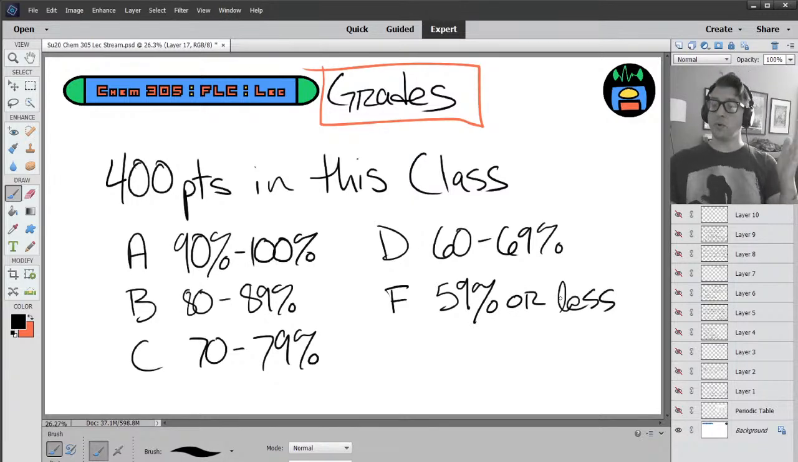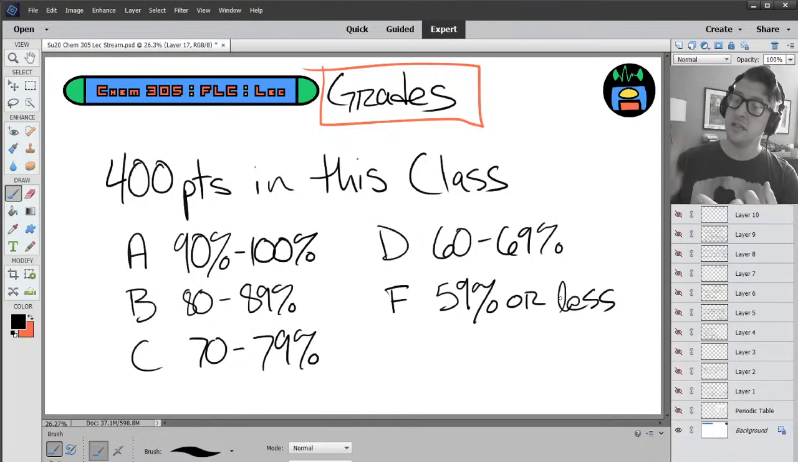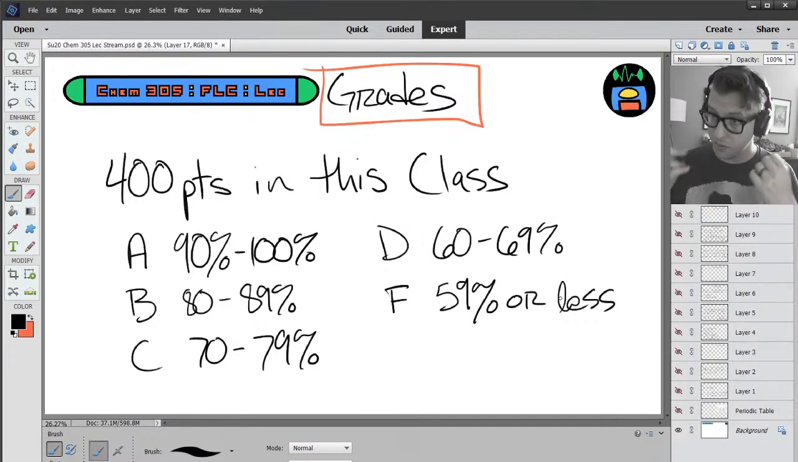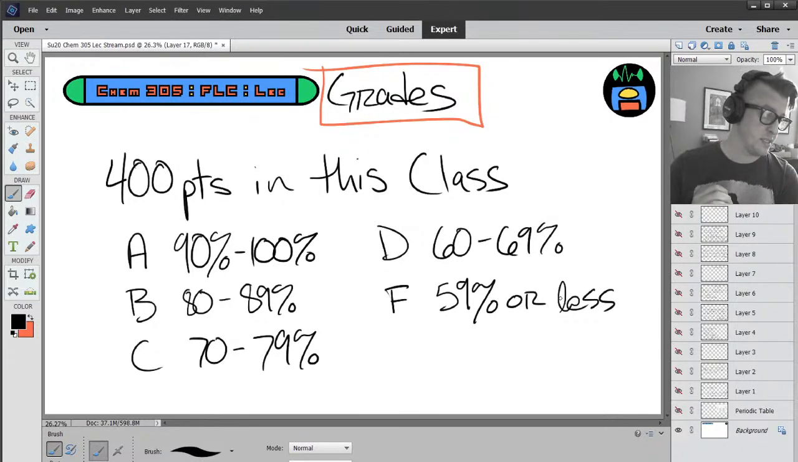All right, so however many points you earn divided by 4 out of 400, that percentage determines your letter grade. If you want to see the specific breakdown, you've got lab exercises, lab quizzes, exams, the syllabus quiz, which is worth 10 points, and it's not right or wrong. You do it, you get 10 free points.